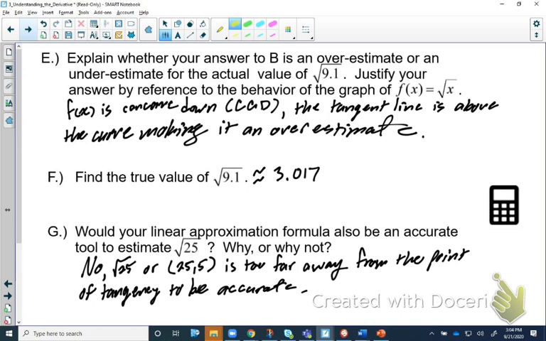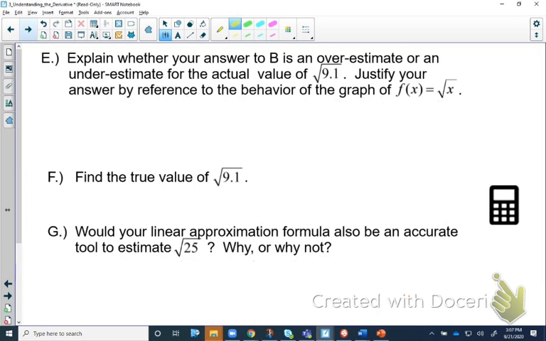Now, if you wanted to repeat the process of what we just did, you could show that the equation we would want to work with there would be y is equal to 1 over 10 times x minus 25 plus 5, if you wanted to get some kind of an approximation when x was 25. Okay? So, moving on here.